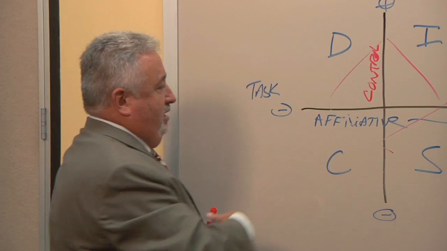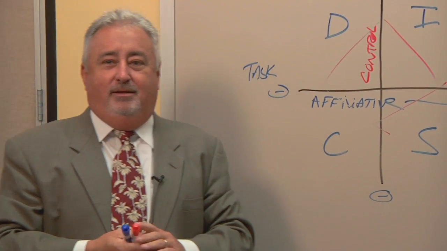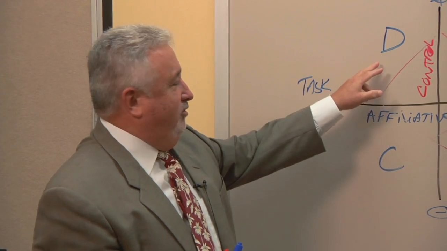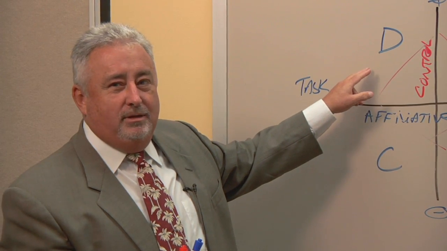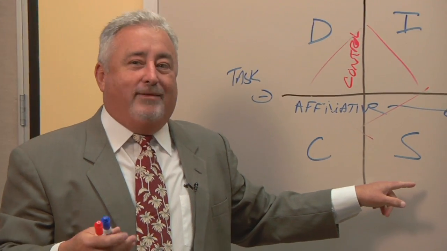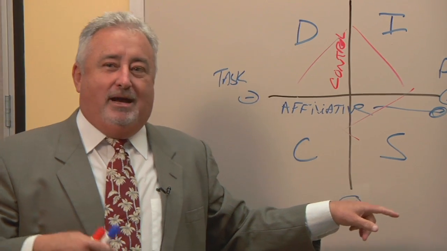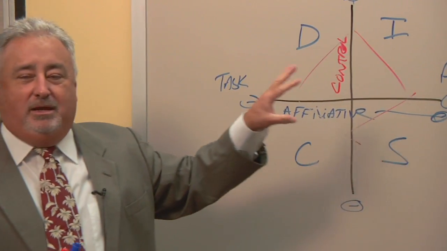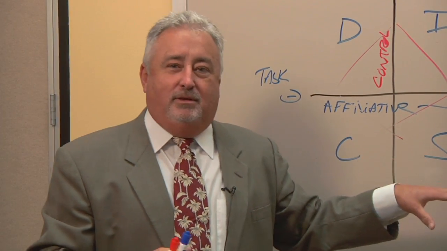a D personality talking to an S personality, that's a pretty short performance appraisal. Performance appraisal here is about a two-minute conversation. This person only gets going after about an hour and a half warm-up on how's the hunting, how's the fishing, how's everything else. These folks want to have discussion. They want to be warmed up to the discussion.